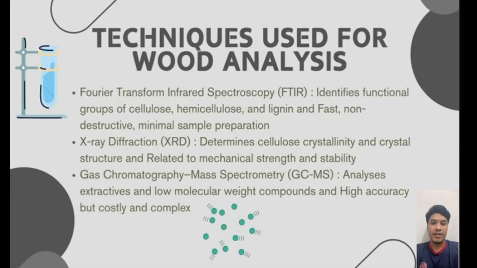The final technique is gas chromatography, mass spectrometry or GCMS, is used to analyze extractive and low molecular weight compound in wood with high accuracy and sensitivity. However, this technique is more expensive and requires skilled operation. Overall, these techniques complement each other and provide a complete and comprehensive characterization of wood material.